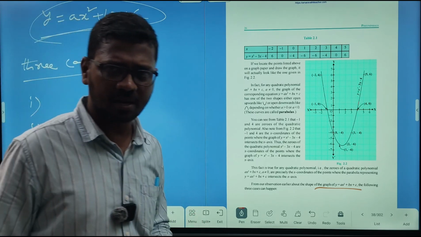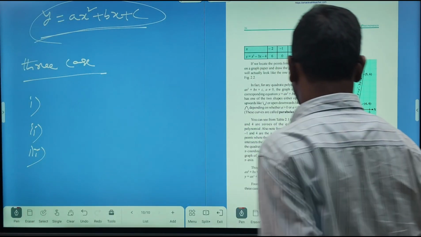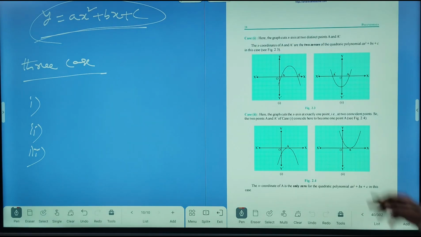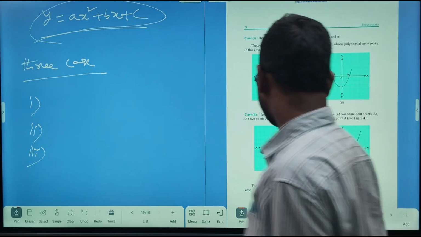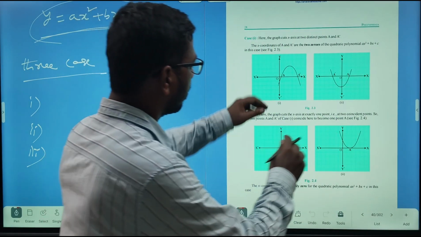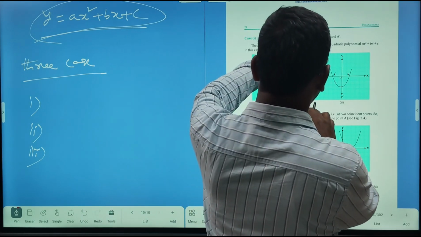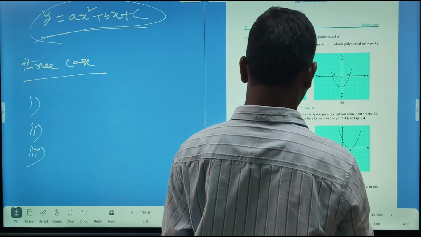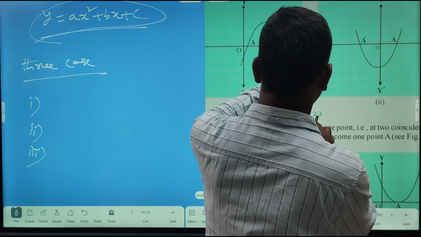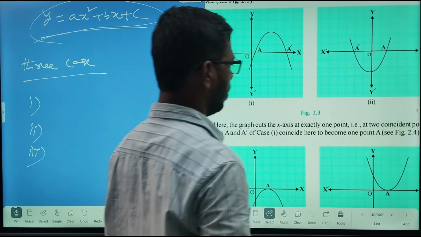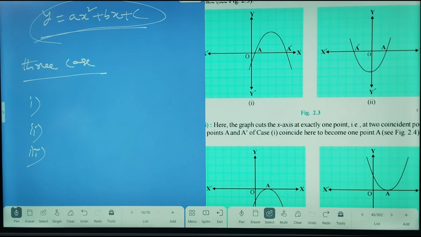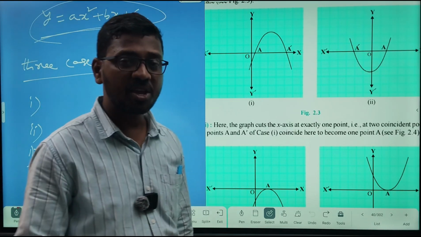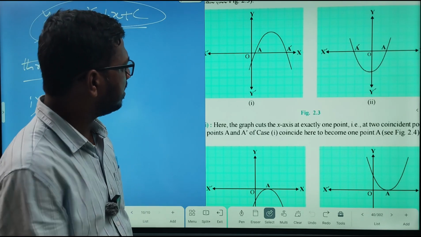So that is the concept here. Based on that concept, we will discuss three cases. See the cases. Okay, these are the two cases, case 1 and case 2. I just zoomed it to make it visible. See this graph.